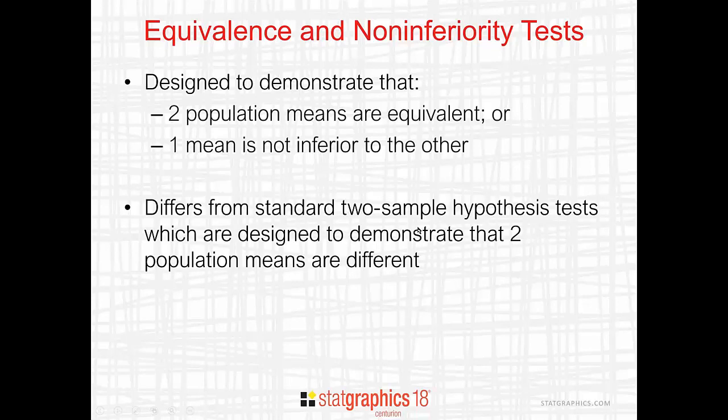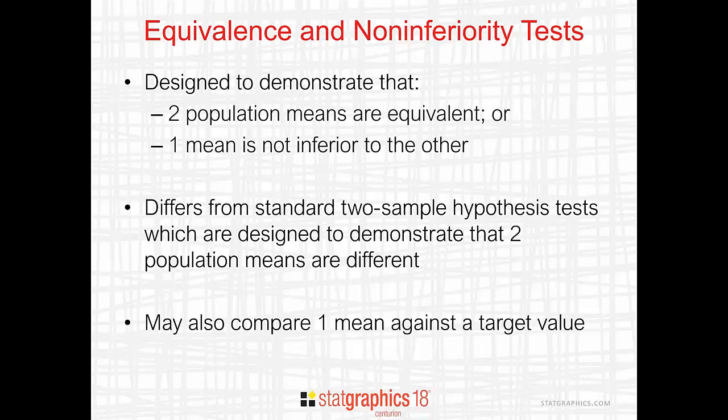Now, equivalence and non-inferiority tests differ from standard two-sample hypothesis tests, because two-sample hypothesis tests, the normal tests you're used to, t-tests and that sort of thing, are designed to demonstrate that two means are different, not to demonstrate that two means are equivalent. You can also, using the Statgraphics procedures, compare one mean against a target value to show that the mean of a particular sample is not significantly different from a target.